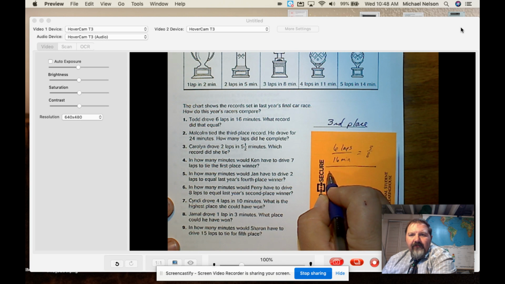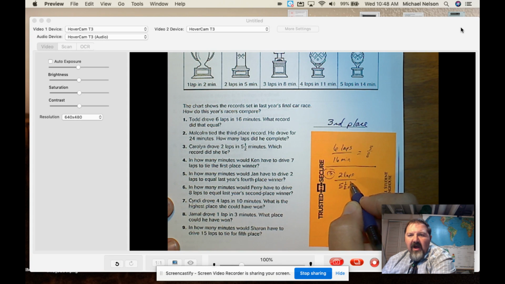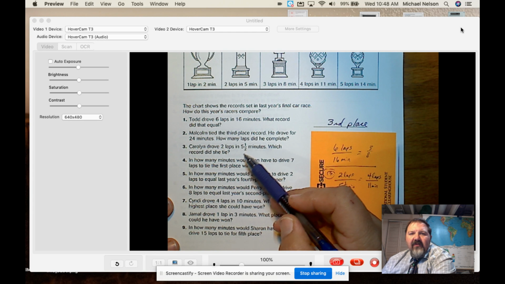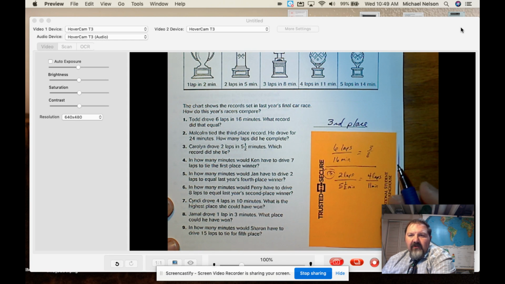On number 3, it says Carolyn drove 2 laps in 5.5 minutes. So you got 2 laps, and you have 5.5 minutes. That's an uncomfortable thing to have, a mixed number in the denominator of a fraction. But you can clean that up pretty easy. Actually, you can double it. 5 plus 5 is 10, 1/2 plus 1/2 is 1. That makes 11 minutes. And you double the 2, and that makes 4 laps. And you've actually solved your problem there. Because it says Carolyn drove 2 laps in 5.5 minutes. Which record did she tie? Well, 4 laps in 11 minutes goes exactly with the 4th place record there. So that problem is solved. And then on number 4, you basically do this problem in reverse. And that helps you solve that problem.